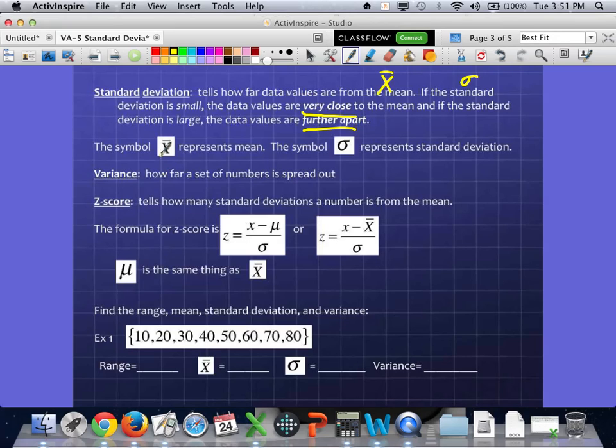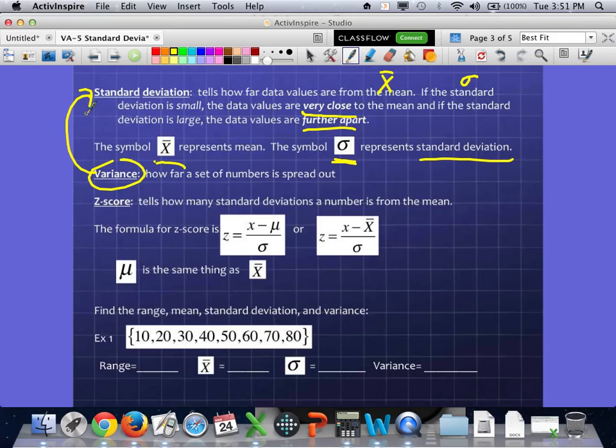The X bar symbol represents mean, this symbol right here, standard deviation. Variance is how far a set of numbers is spread out. So that's a little bit different from the standard deviation when it's talking about how far something is from the mean.